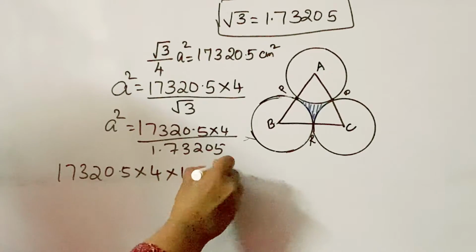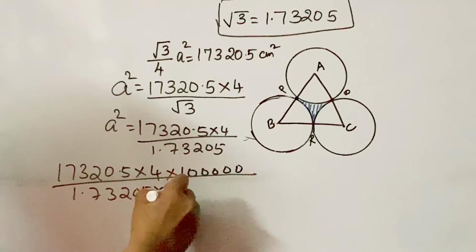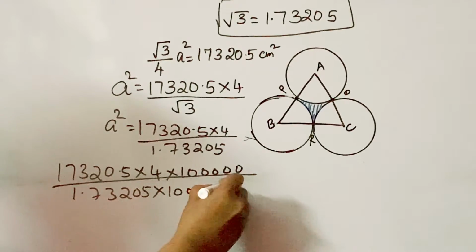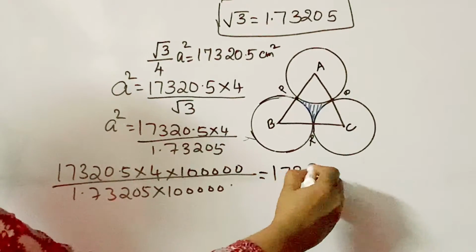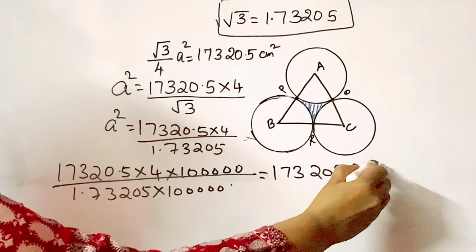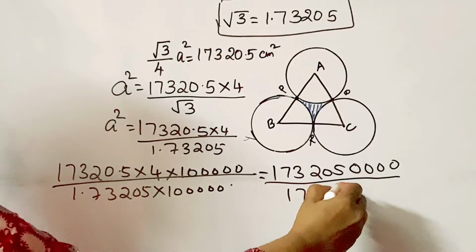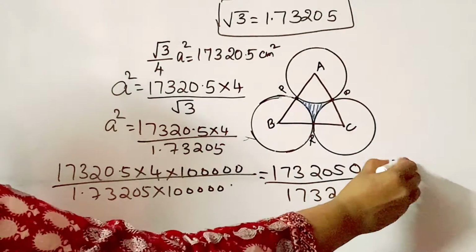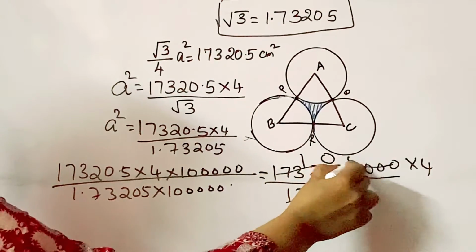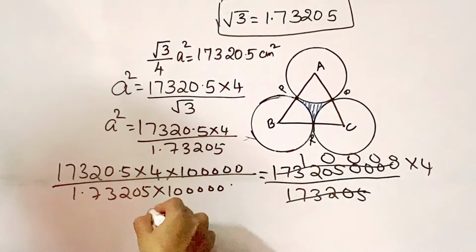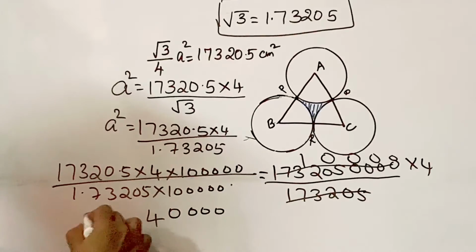So what will we get? 1 lakh divided by 1.73205 into 1 lakh. Here the decimal is removed. Here what will we get? 1.73205, 1 2 3 4, divided by, here the decimal is removed. So the answer is a square is 40,000. A square is 40,000.